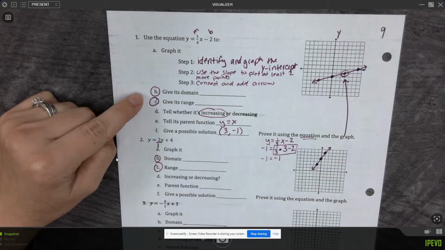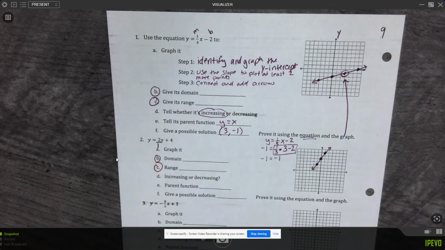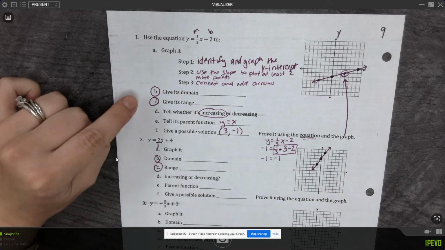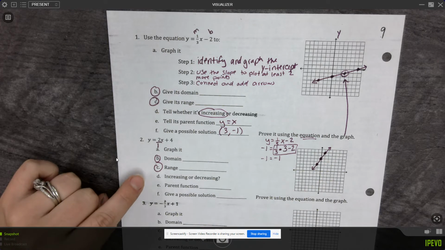If you have answers up here, you know what to put here. If you stop to talk with Mrs. Mullen here, you know what to put here.